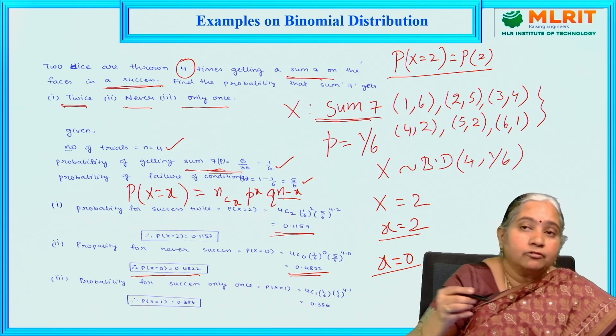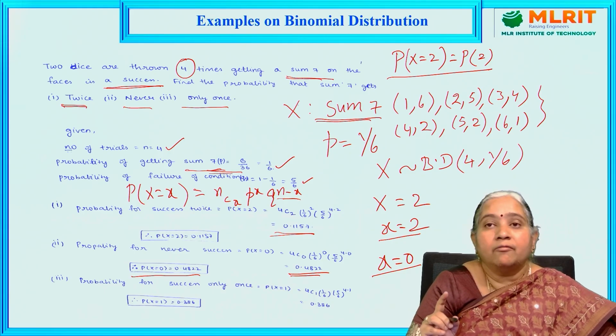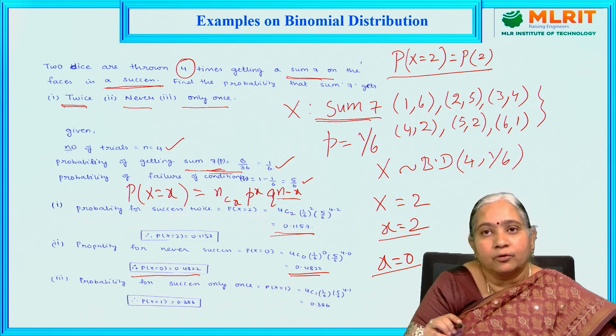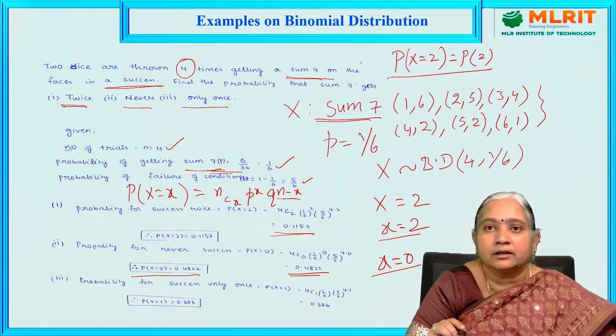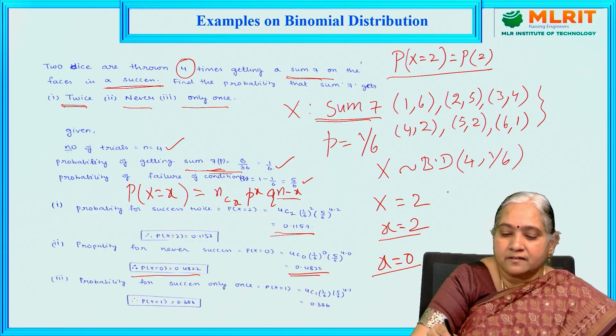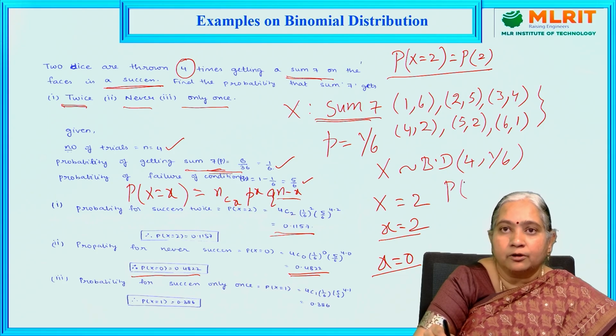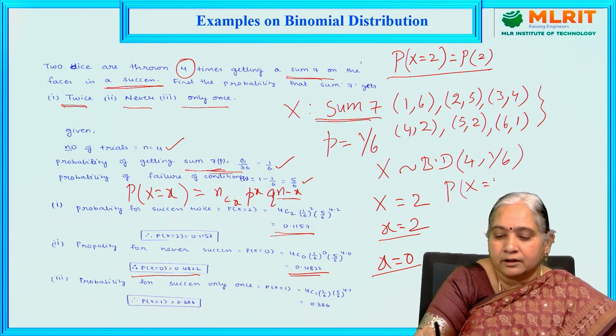The last one, only once. Only one time. That means out of 4 times, only one time, what are the chances of getting the sum 7? So P of x is equal to 1. We denote it as P of x is equal to 1.